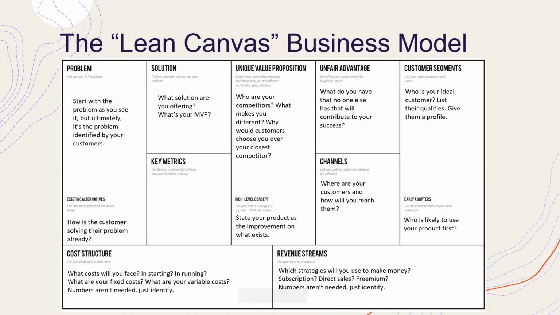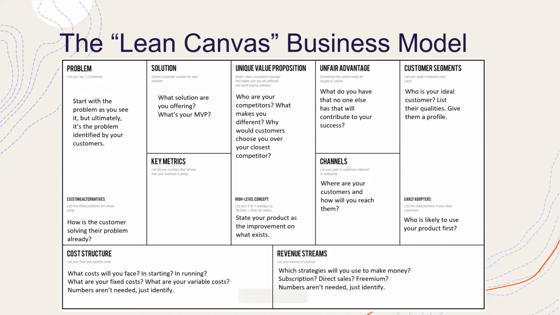As you can see, we're addressing a problem. We're offering a solution. We have how we're going to measure that solution. We have the value proposition, how we're going to reach our customers, who our customer is, what our costs might be, and how we intend to make money. Those are the important things you need to know when you're starting a business, right?